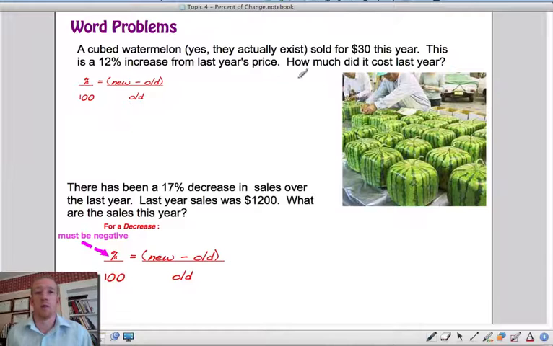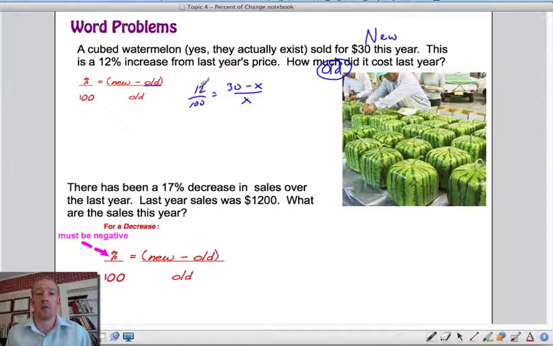All right, so a cubed watermelon sold for $30 this year. So that's the new price. This is a 12% increase from last year's price. How much did it cost last year? Last year would have been the old price, and that's what we're looking for. So we know it's a 12% increase, and we know the new price is 30, minus x over x, because that's what we're missing.